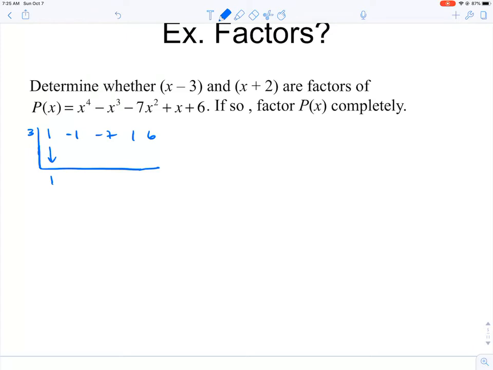Okay, bring 1 down. 1 times 3 is 3. Add straight down. Oops, that is not what I meant to do. That should be -6. 6 plus -6 is 0. So after doing this synthetic division, we can now rewrite p of x as x minus 3 times, what is that, x cubed plus 2x squared minus x minus 2.